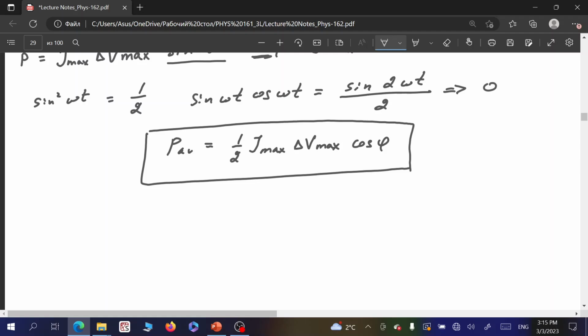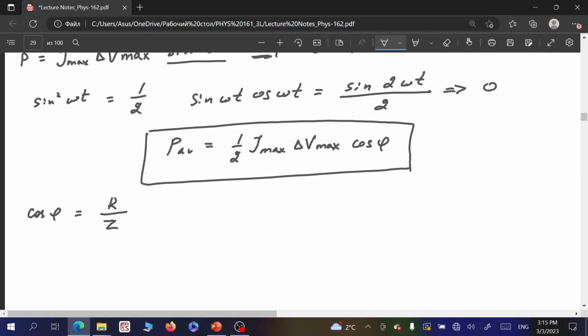So here this cosine phi is called a power factor and can be represented as the ratio of active resistance to the impedance of AC electric circuit.